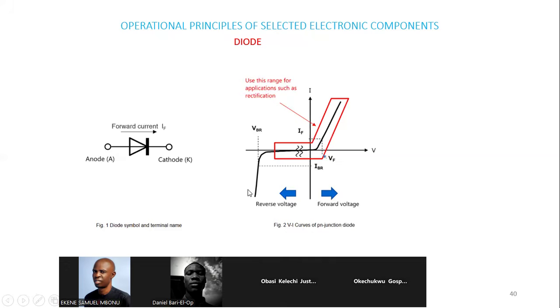So that's that. And then another thing you need to take note of is the voltage across the diode while in working condition. For a silicon diode, what is the voltage drop across the diode?